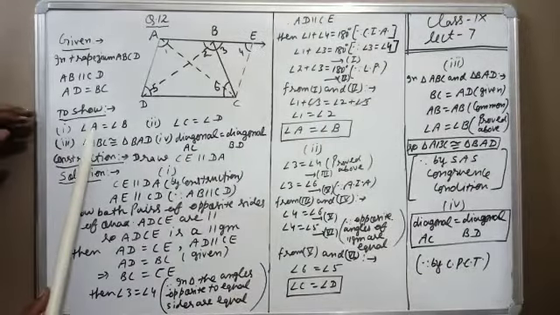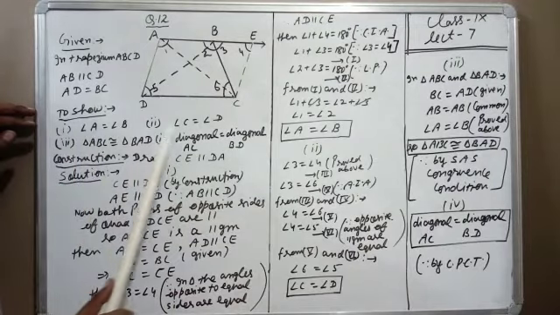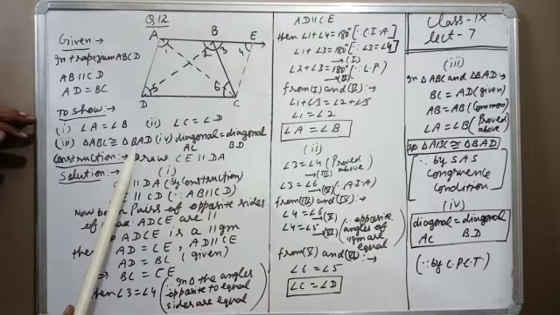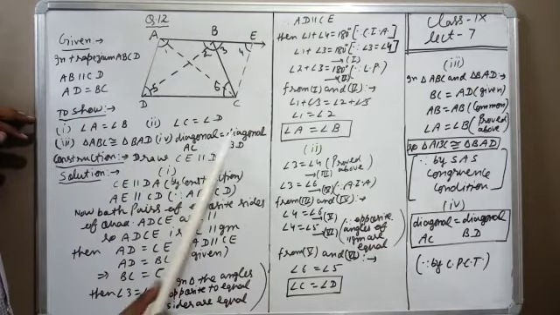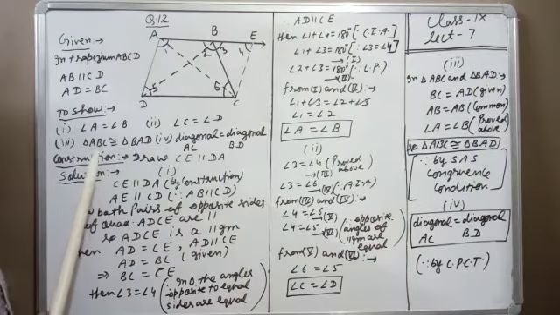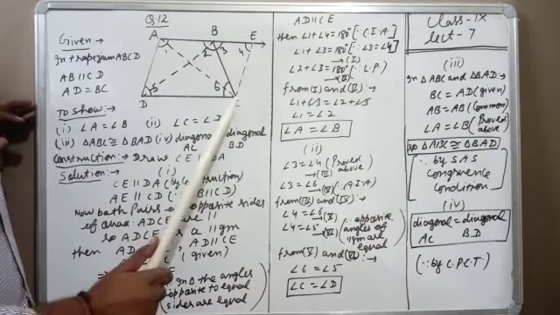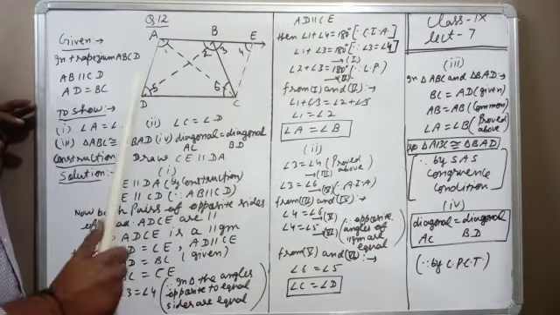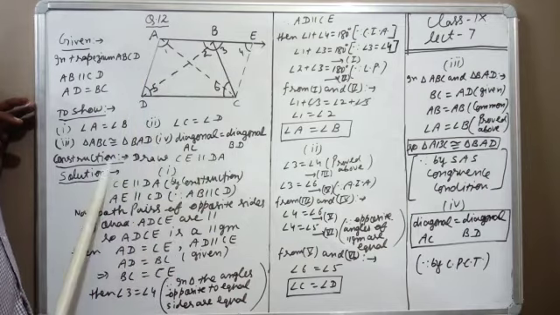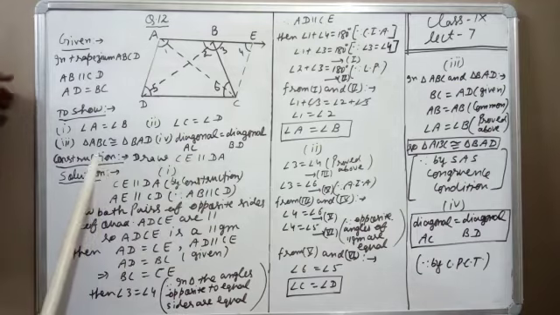In the first part we want to prove angle A equal to angle B. Second part, angle C equal to angle D. Third part, triangle ABC congruent to triangle BAD. Fourth, diagonal AC equal to diagonal BD. Now in this question we have one extra step, that is construction. Here we will draw this line CE such that it is parallel to DA. So draw CE parallel to DA. This extra step we have to write in this question.